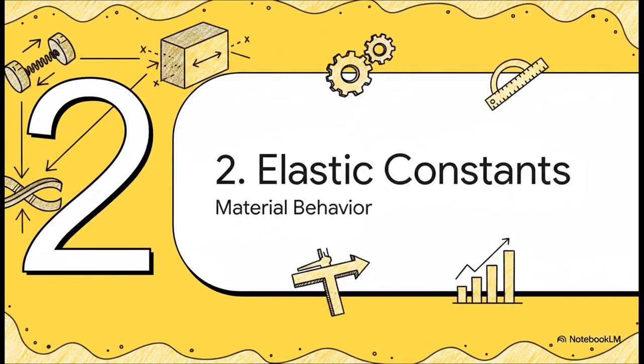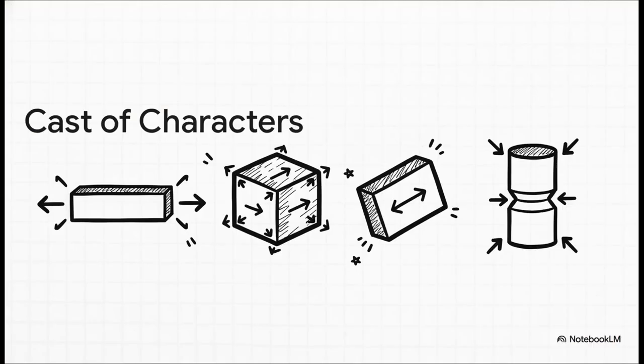Moving right along to Section 2, Decoding the Elastic Constants. Okay, meet your cast of characters for the exam. You absolutely need to know these four constants inside and out. Number 1, Young's modulus, E, which links direct stress to linear strain. Number 2, bulk modulus, K. Number 3, shear modulus, which you'll sometimes see written as C, G, or N. And finally, Poisson ratio, the Greek letter mu, which relates lateral strain to linear strain.